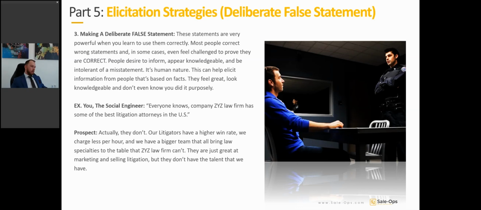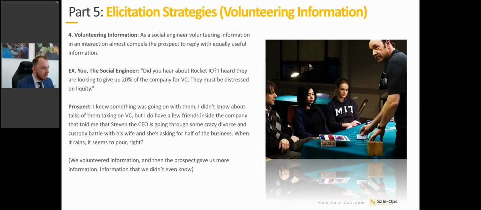So now what do we know? We know that they have a better team of litigators. They have a larger team of litigators. We know that there's probably some senior partners, some managing partners, some junior partners. We know they're a more established law firm and not just a small little mom and pop law firm. So that's deliberate false statements.